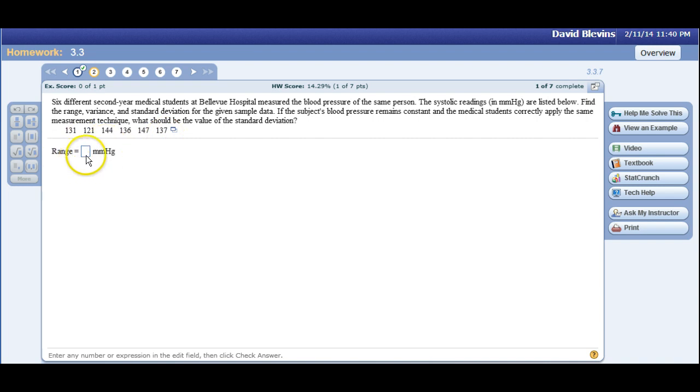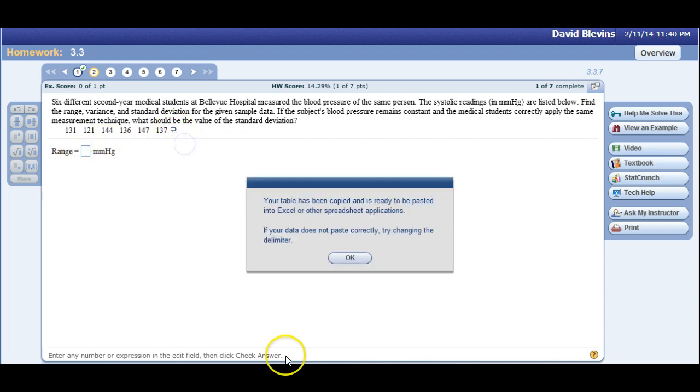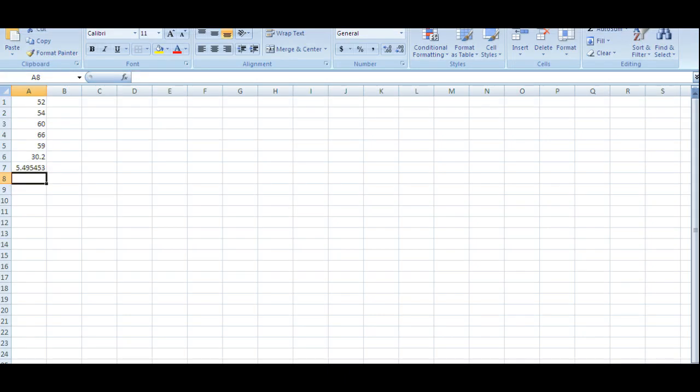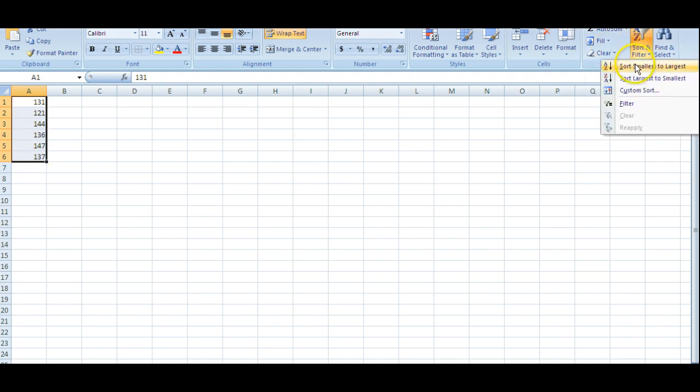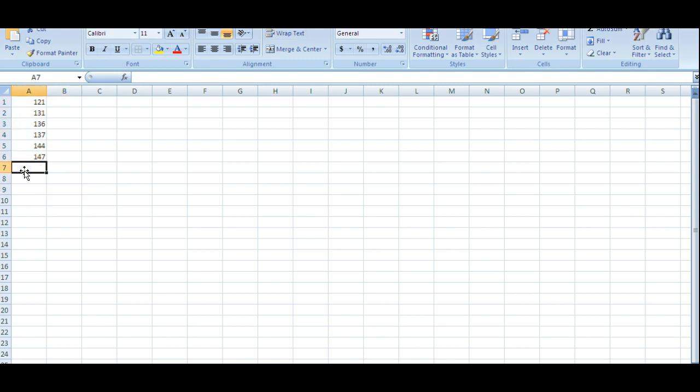Alright, same thing, I got a data set. It wants to know the range, so I'm going to copy it. I'm going to go to Excel, take all the stuff out that I just did, and paste. Alright, and then it's asking for the range, so I can always take the data and order it. You click on sort and filter, sort from smallest to largest. So I got it highlighted, now it sorts it. So I can see easily that this is the smallest one. I click it, minus this is the largest, and there's my range. So you can do that even with Excel.